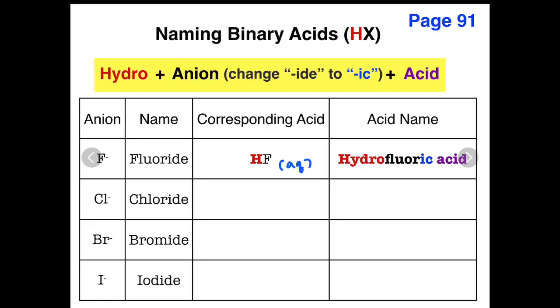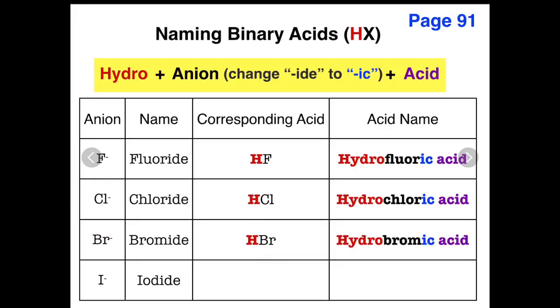Second one, same thing, right? The corresponding acid for the second one would be HCl, and the name for this would be hydrochloric acid. So it has to end with "ic" and then be followed by acid. HBr would be next, because if you add hydrogen plus to Br minus, that's what you're going to get, right? HBr. So the name would be hydrobromic acid. And iodide would be HI, right? And then the name would be hydroiodic acid.